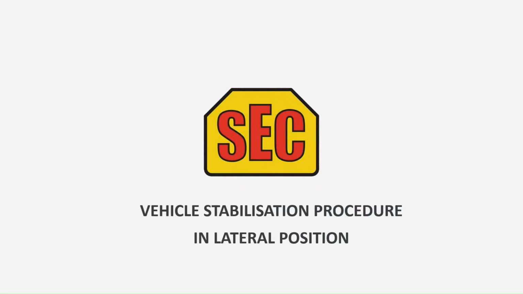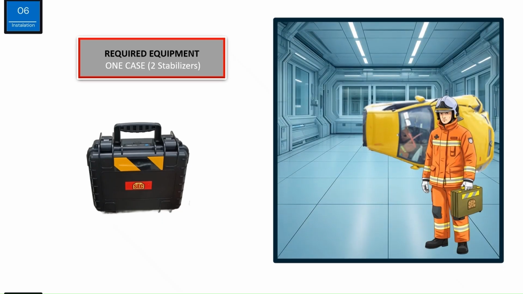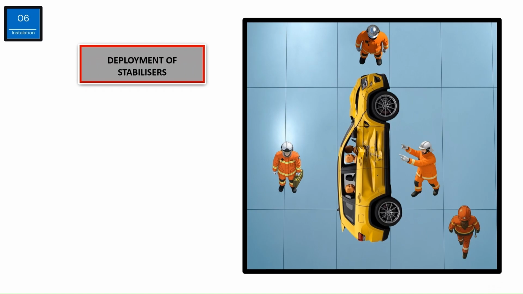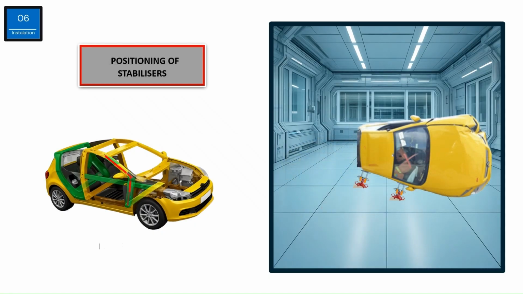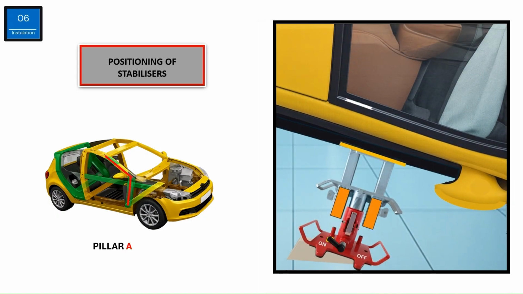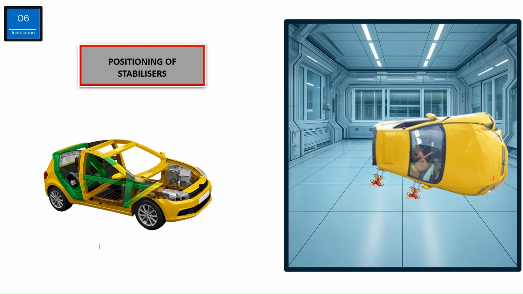Vehicle lateral stabilization. System installation. For lateral stabilization, a single case is needed. That is, 2 stabilizers. We begin by correctly positioning the 2 devices under the A pillar and C pillar. Placement under the A pillar, as shown in the image. Then the C pillar at the rear of the vehicle.